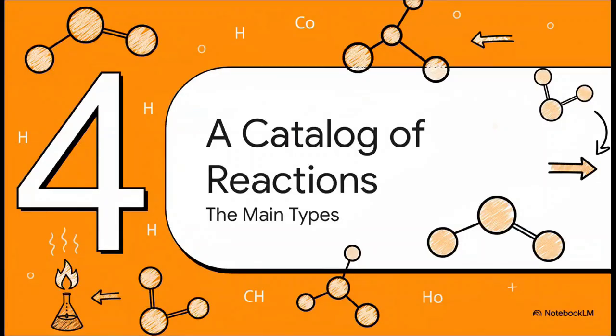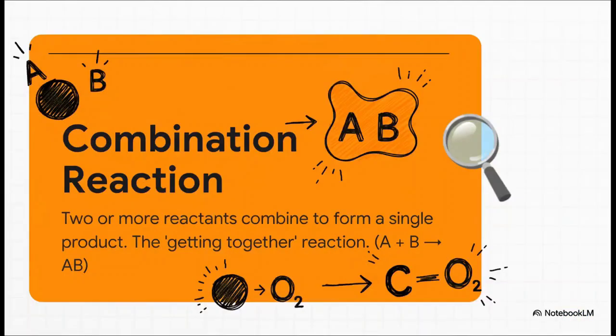All right, so now that we know the language and the main rule, the grammar, if you will, let's check out some of the most common types of reactions you'll see out there. Think of this as a quick tour of the major reaction families. First up, we have the combination reaction. This one is super simple. It's the getting together reaction.